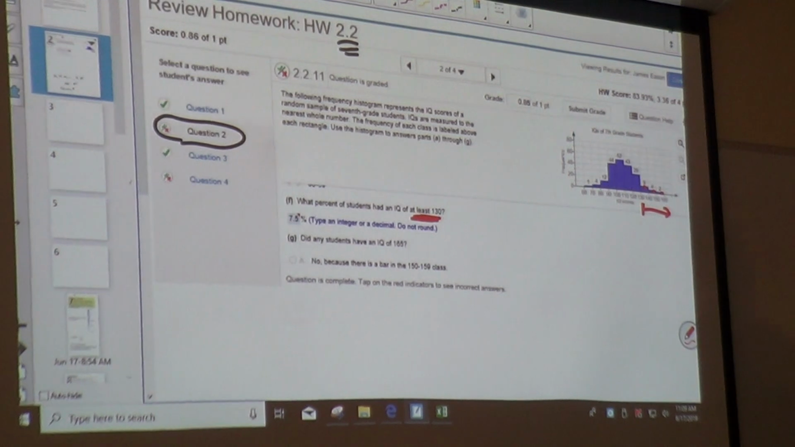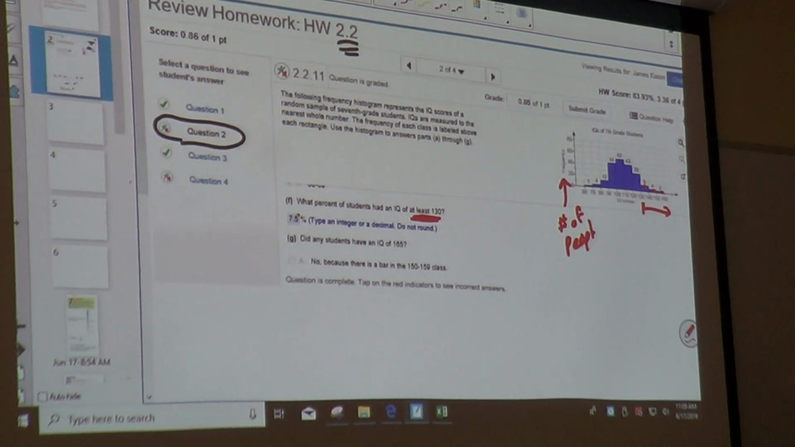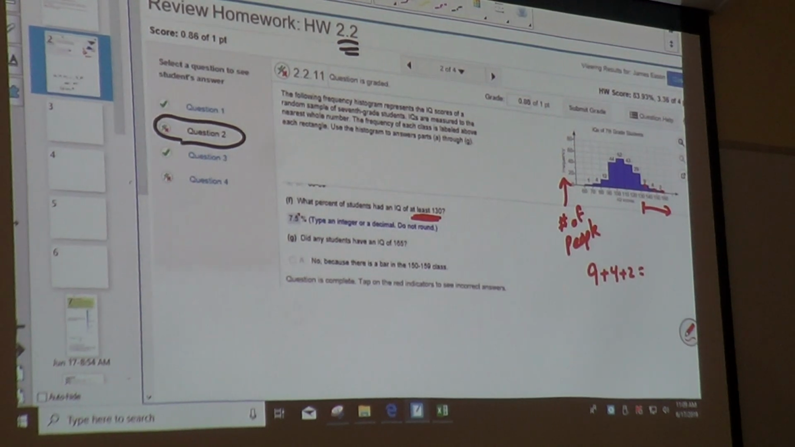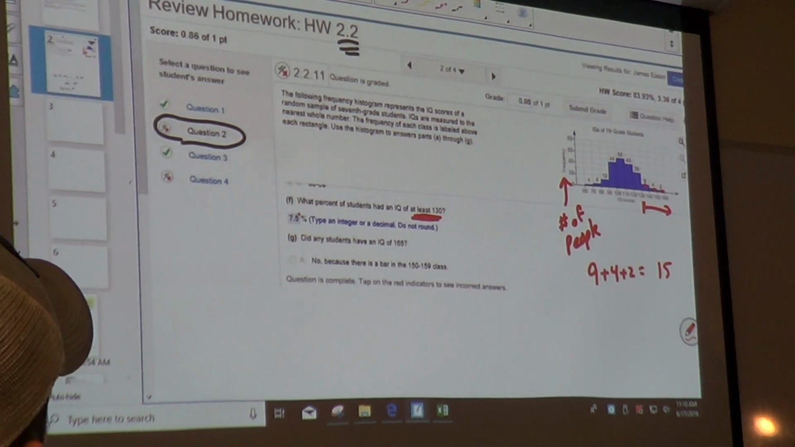So, because this is frequency, that just means number of people. So the number of people that are 130 or above is going to be 9 plus 4 plus 2, which is how many? 15. What is it? 9, 10, 11, 12, 13, 14, 15? All right? Now, it's not 15%.